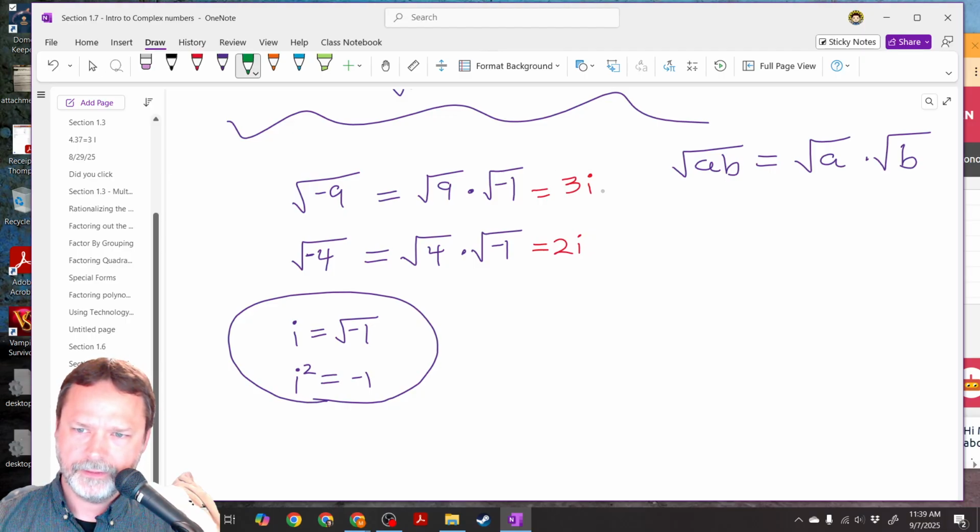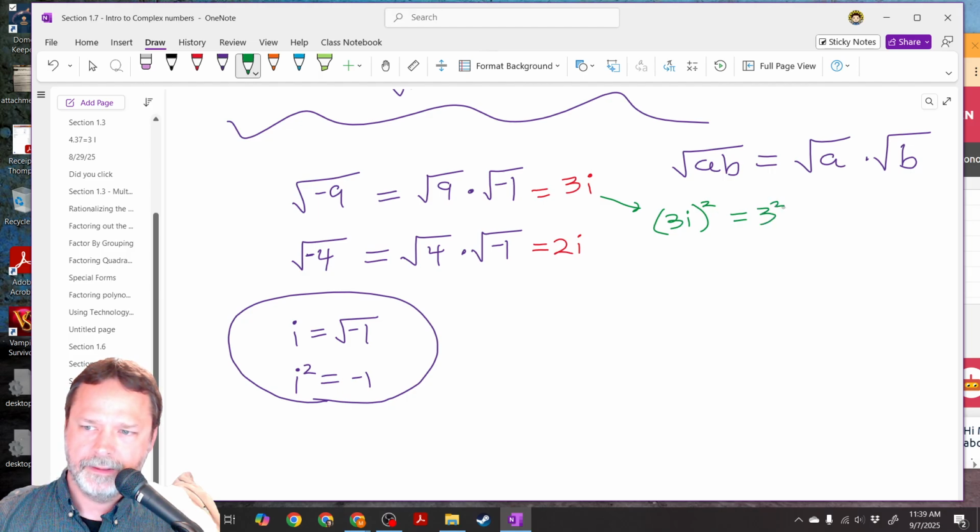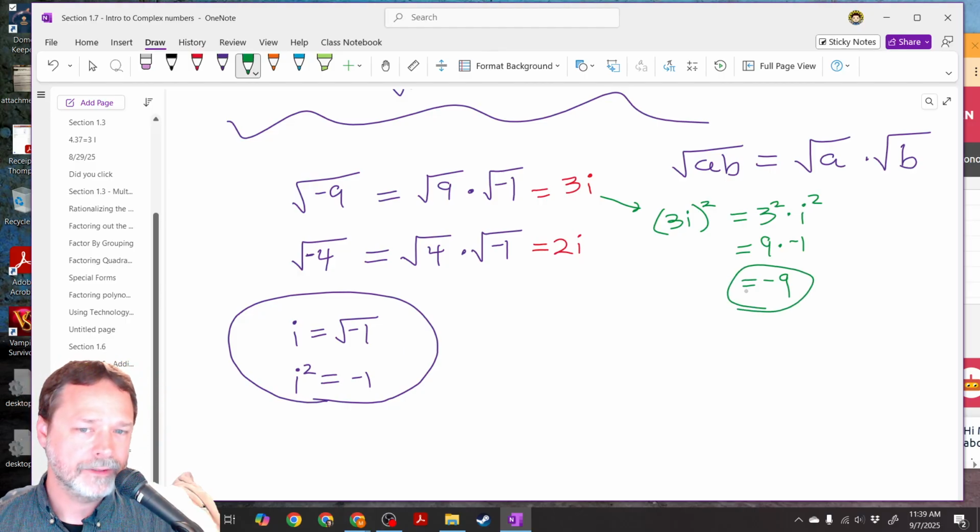How do you check if 3i is really the square root of -9? You would square it. 3i squared equals 3 squared times i squared. What is 3 squared? It's 9. i squared is -1. So 9 times -1 is -9. So yes, now we can take square roots of negative numbers. That is really, really cool.